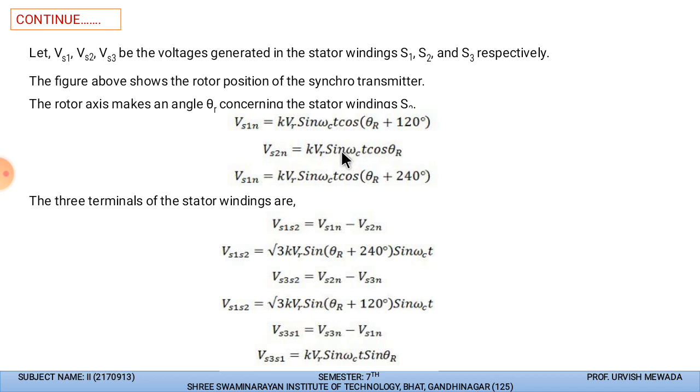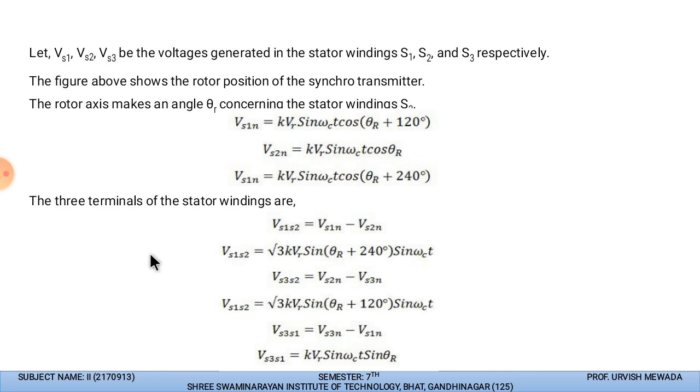Here you can write this is Vs1n and this is Vs2n. So Vs2n is k Vr sin omega c t cos theta r. Theta r is the second position, that's why this is Vs2. So Vs3n is equal to k Vr sin omega c t cos (theta r plus 240). Here the initial angle is 0, then 120, then 240. This is the additional angle acquired by the rotor circuit once we give the supply to the stator winding.